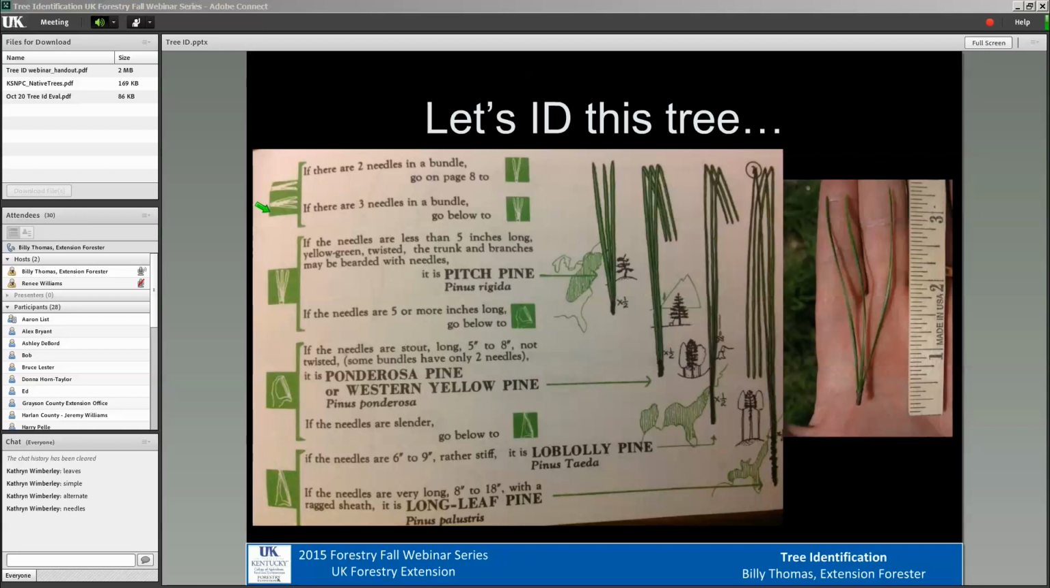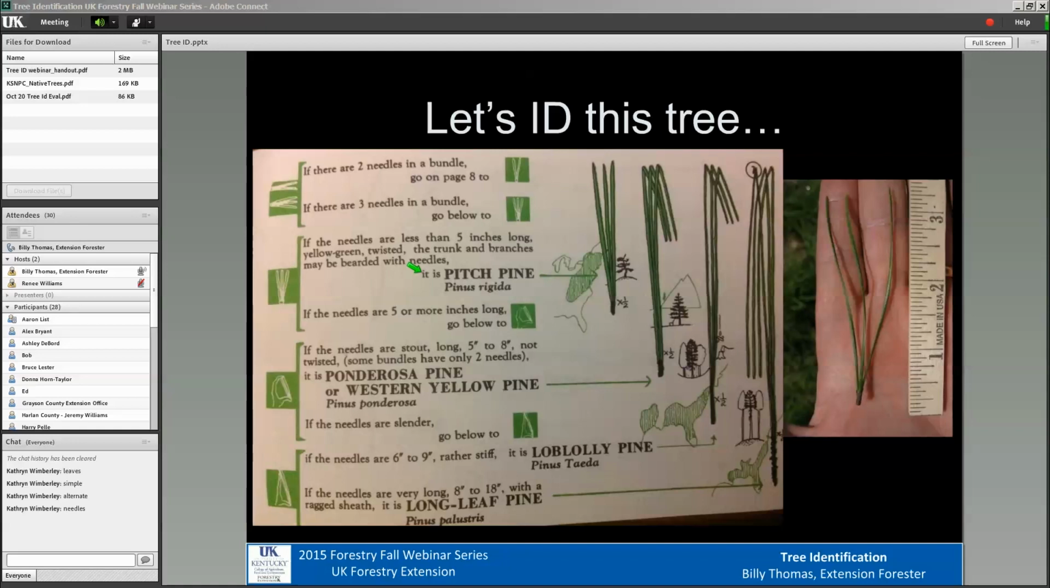So we'll go below, again looking for that symbol, which happens to be here. And I'll read this bottom one. If the needles are 5 or more inches long, no. If the needles are less than 5 inches long, yes, and they're twisted, and there are some other clues there. But what we're dealing with here is a pitch pine. So that is the process of using this dichotomous key.